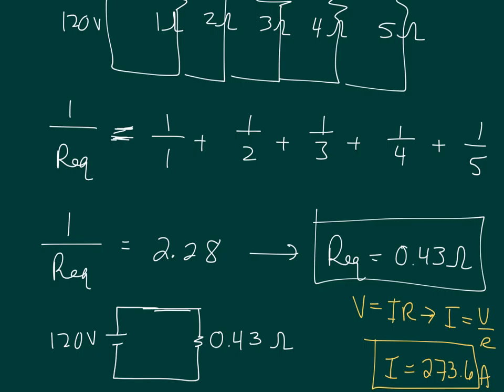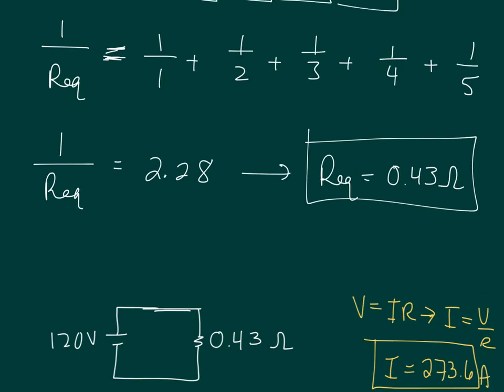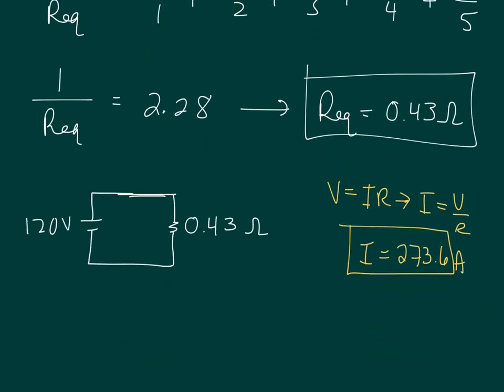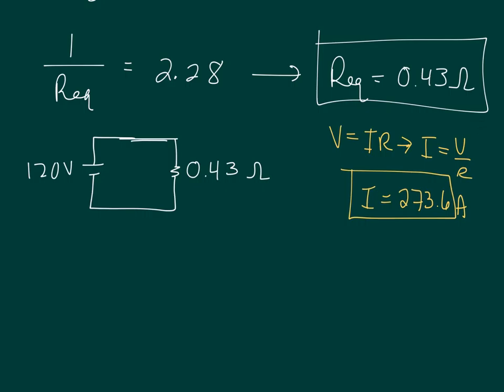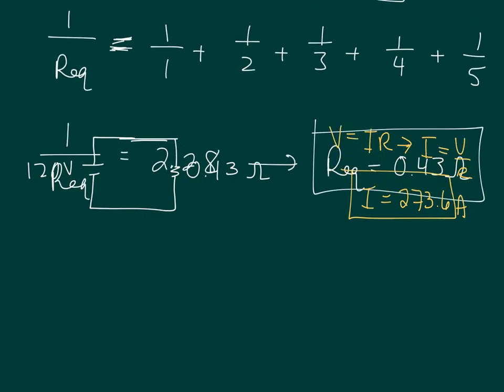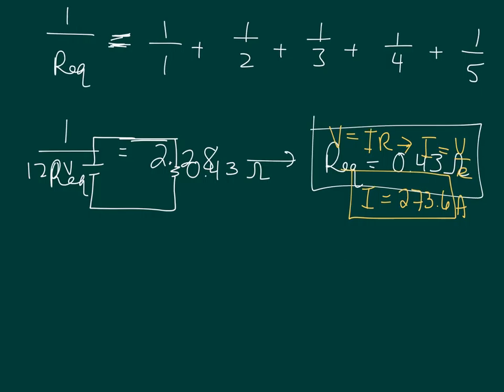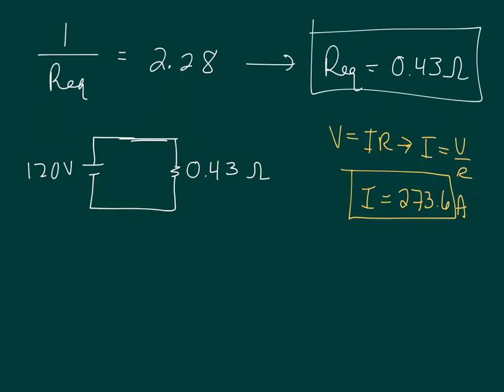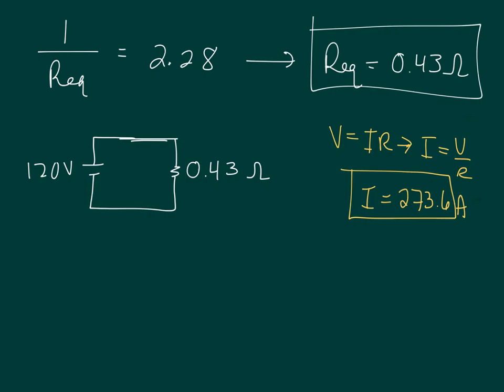Now I want you to find the current across each resistor. What does the 2.28 mean? The 2.28 was the sum of all those fractions you see at the top there. But how do you get 0.43 from 2.28? Well, it's 1 over REQ, right? I need to get REQ by itself, so switch REQ and 2.28, and you get 1 over that, which gives you 0.43.